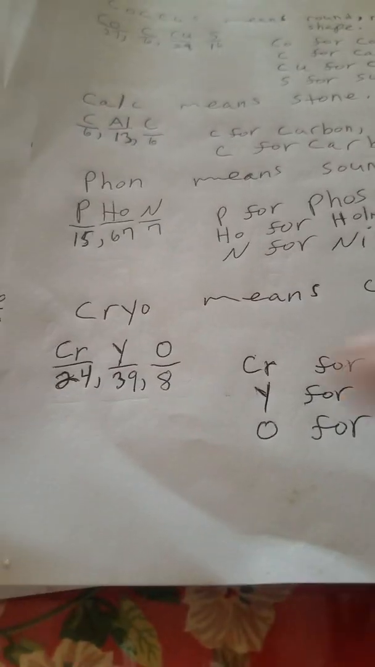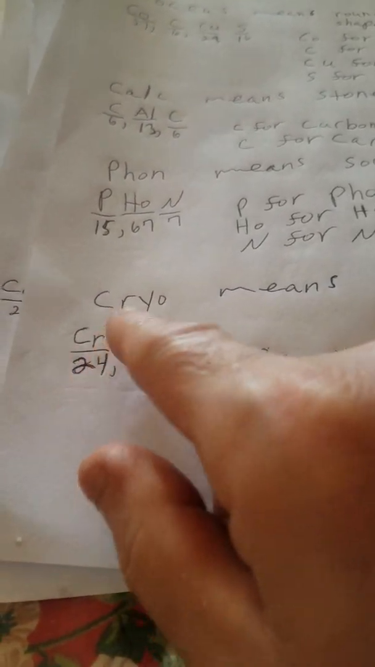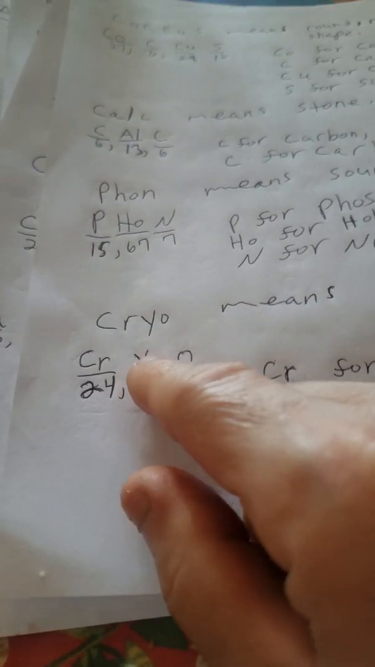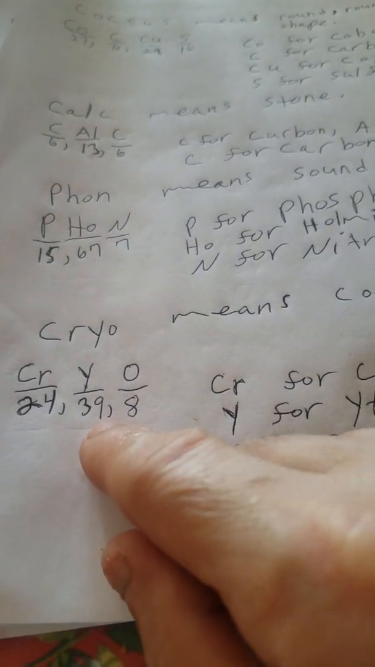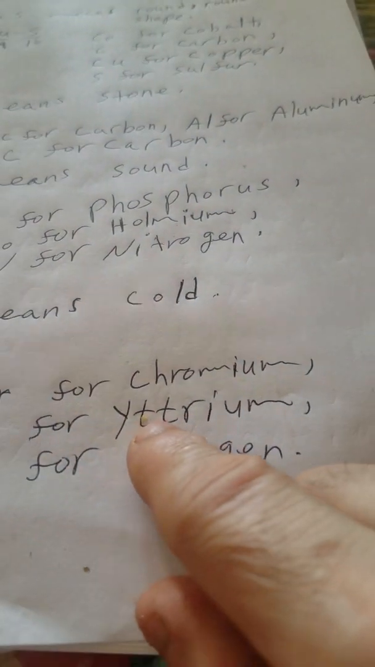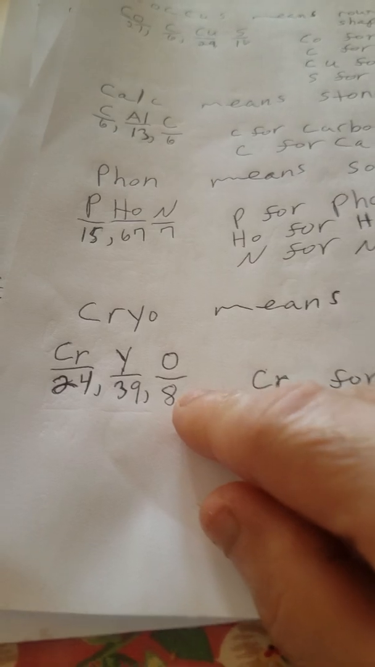Cryogenics. So it's cryo. I took the capital C and a small r and put 24 for chromium. I took capital Y, atomic number 39, for yttrium, Y-T-T-R-I-U-M. Then I took the capital O and I put an 8 for, of course, the atomic number of oxygen. And there you go. All right?